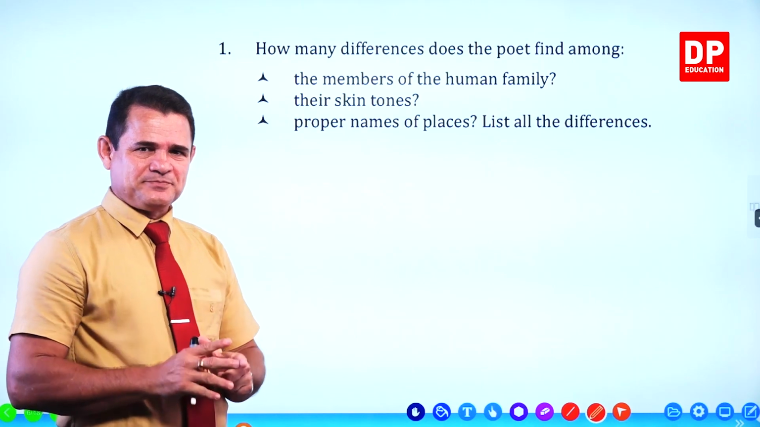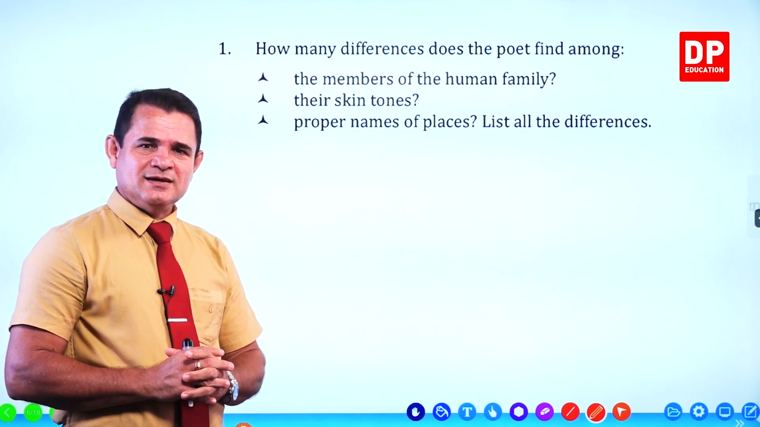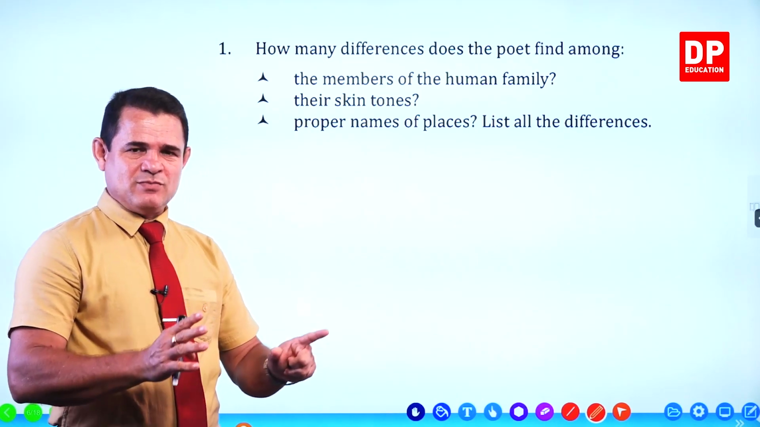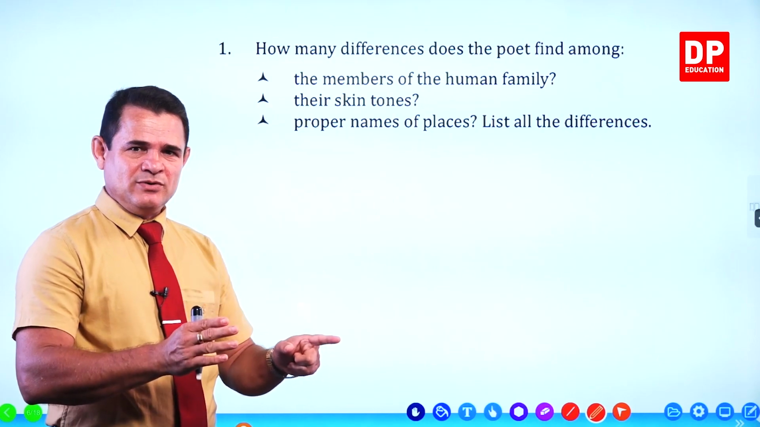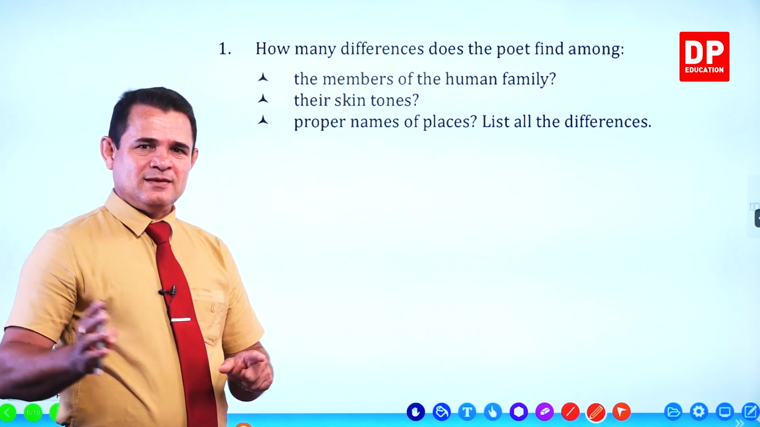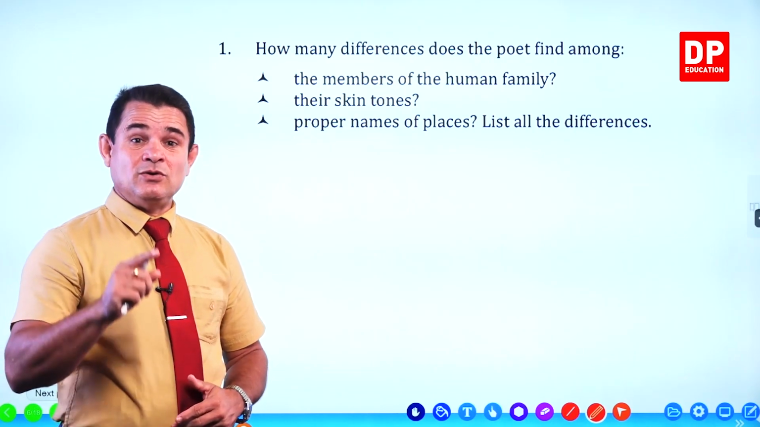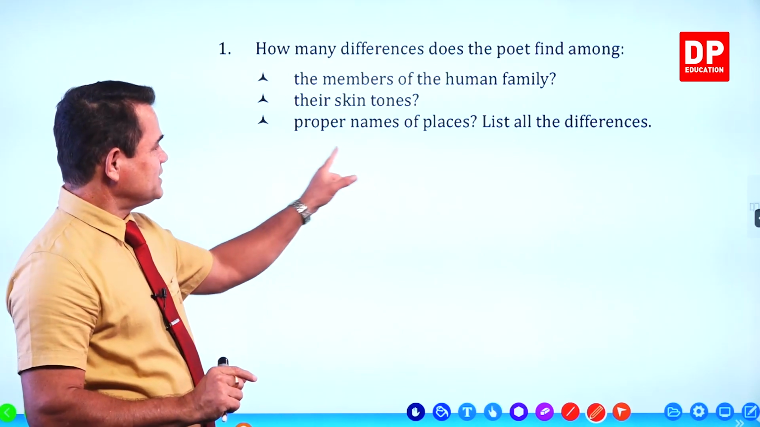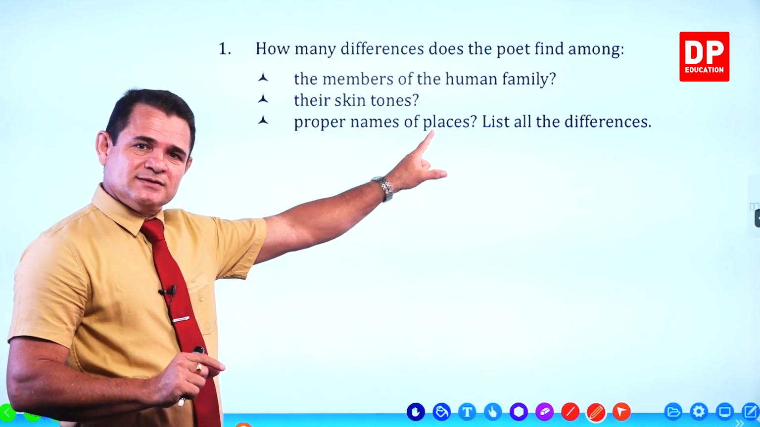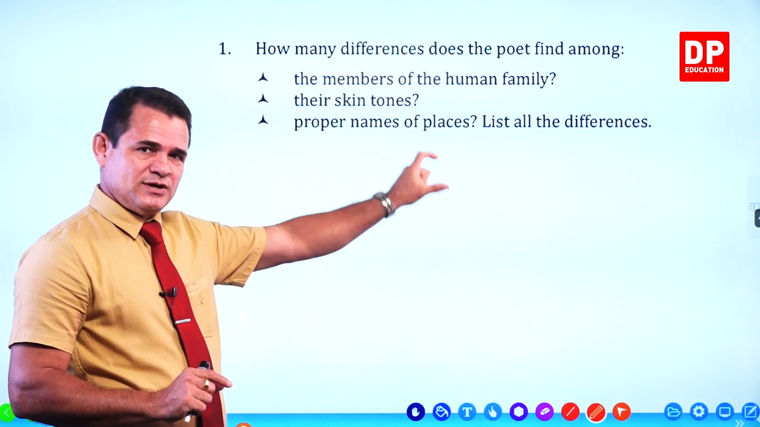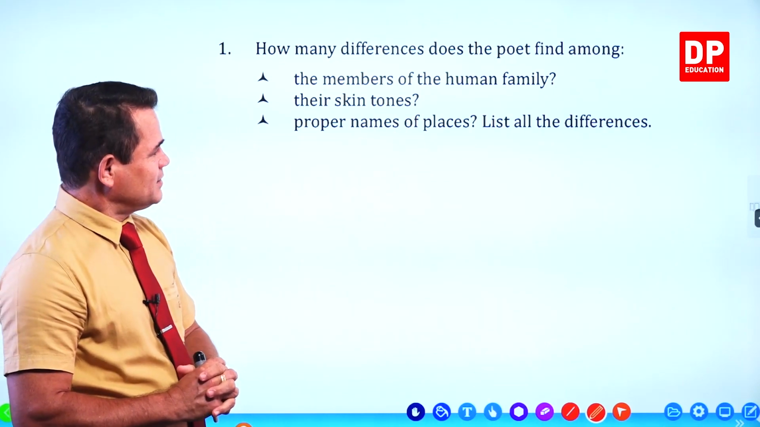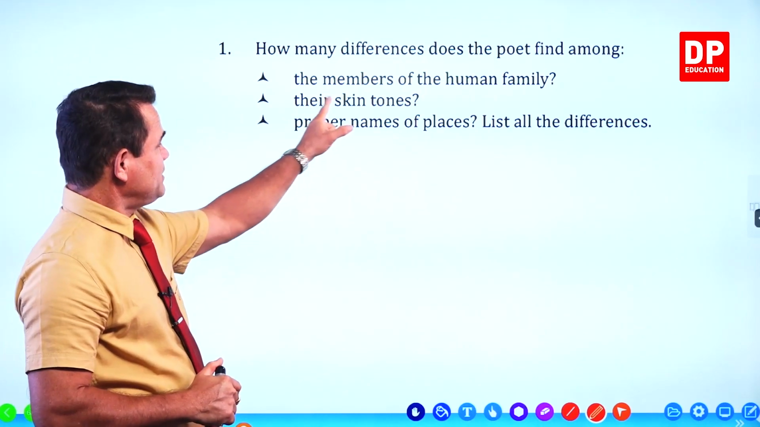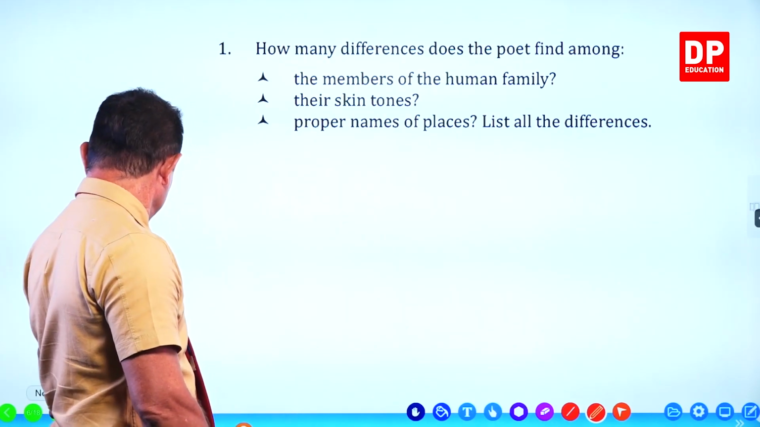Proper nouns are names given to something. Now we'll say Colombo city is Colombo. We don't use the word Colombo for Gampaha. Gampaha is another proper name. Even all your names are proper nouns. So you have to find the nouns. Noun names of places: you have to find the proper nouns about places from the poem. List all the differences, right? And their differences. Let's see the members of the human family. Let's go back to the poem and see.